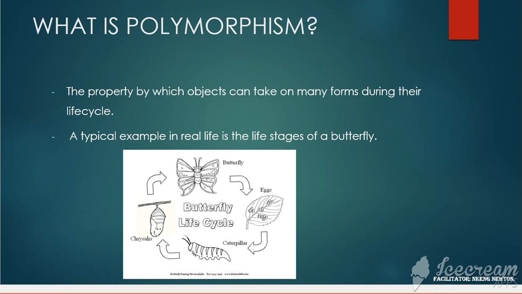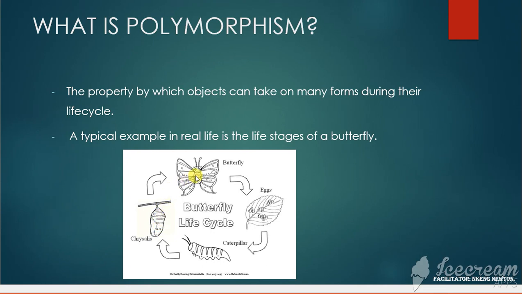So a butterfly can exist in 4 different forms. You see that it can exist as a butterfly, it can exist as an egg, it can exist as a caterpillar, and it can exist as a chrysalis. So now, during the very first stage, it exists as an egg, and then it later transforms into a caterpillar, and then from a caterpillar it transforms to a chrysalis, and from a chrysalis it transforms now to a butterfly.